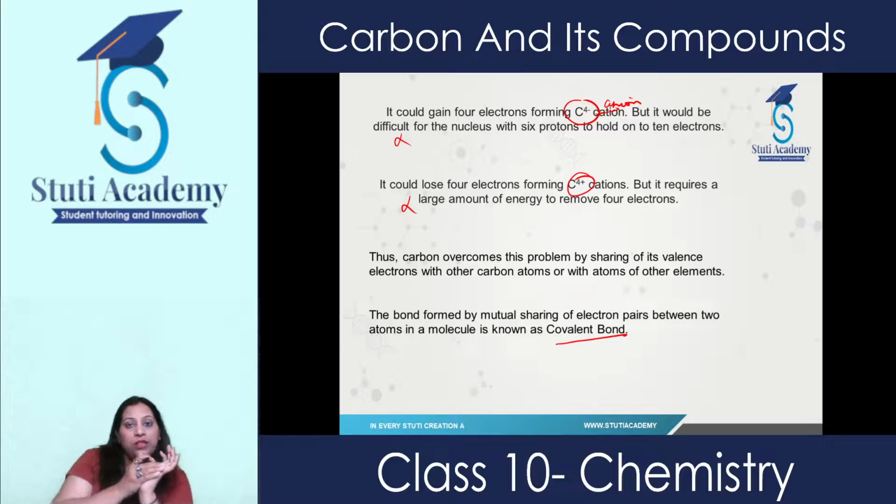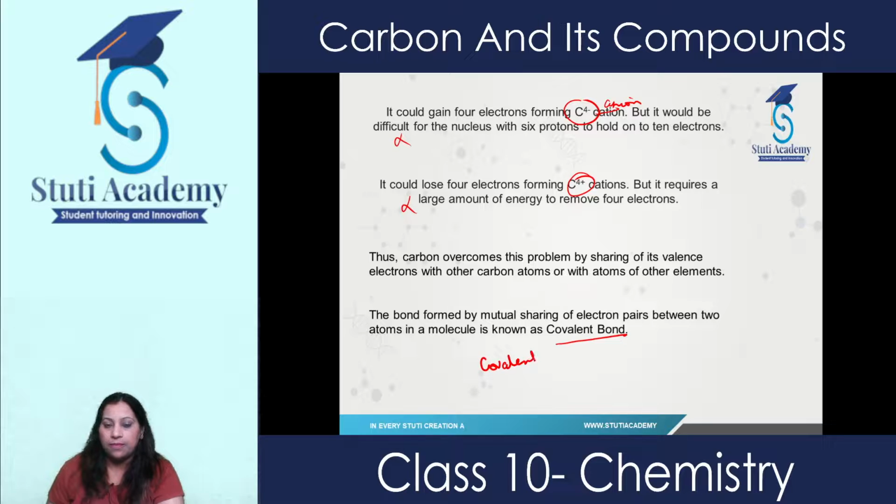And this tendency of sharing of electrons is known as its covalency, and the bond formed between them is known as a covalent bond, and the compounds which form as a result of this sharing of electrons are known as covalent compounds.